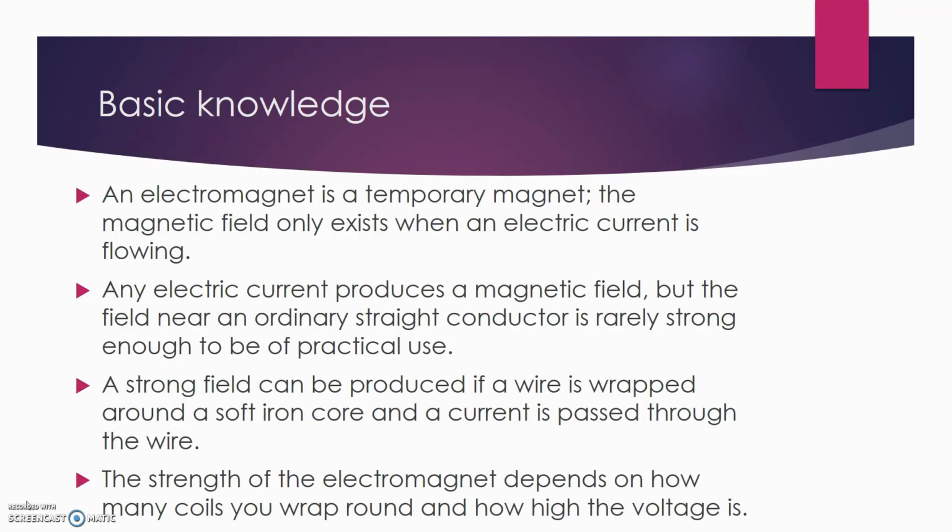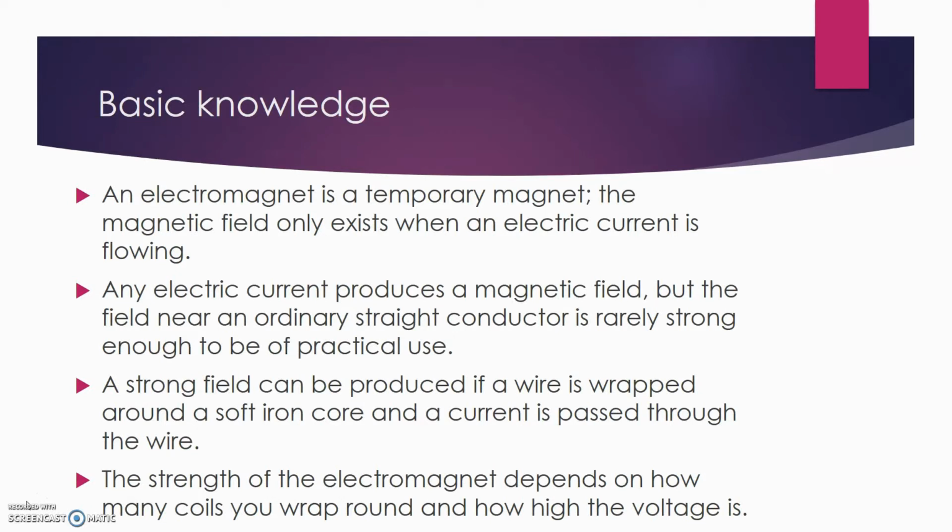So let's have a basic background about the DC generator. An electromagnet is a temporary magnet. The magnetic field only exists when an electric current is flowing.